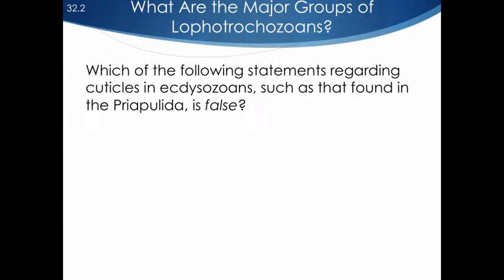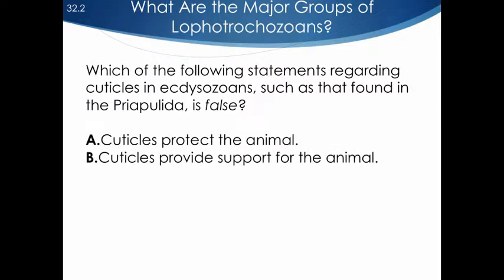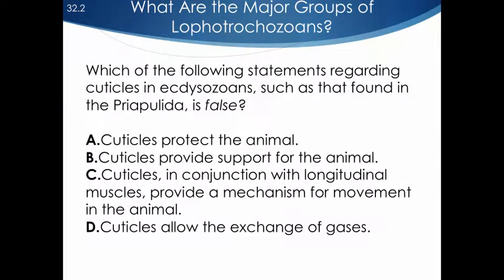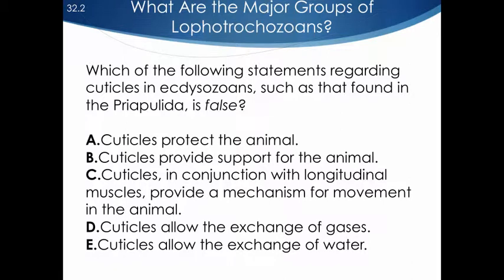Here's another question. Which of the following statements regarding cuticles in ecdysozoans, such as that found in the Priapulida, is false? A. Cuticles protect the animal. B. Cuticles provide support for the animal. C. Cuticles, in conjunction with longitudinal muscles, provide a mechanism for movement in the animal. D. Cuticles allow the exchange of gases. Or E. Cuticles allow the exchange of water. So again, take a second to think about it. And the answer is B.